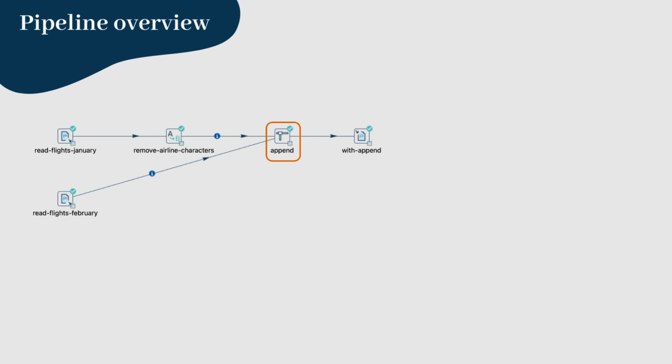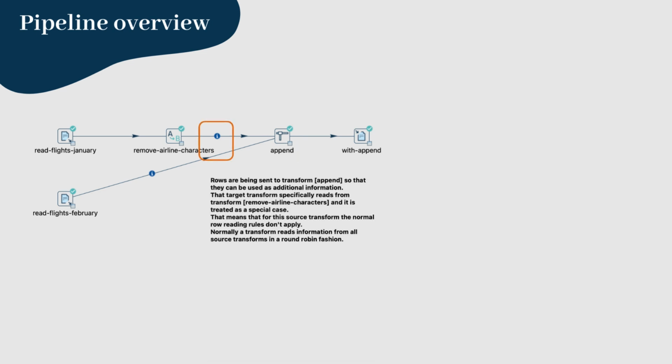With the Append Streams transform, you can ensure that data from the first stream is fully processed before the second stream starts. If you hover over the blue info icon, you'll see a note explaining that the usual row reading rules don't apply in this situation.